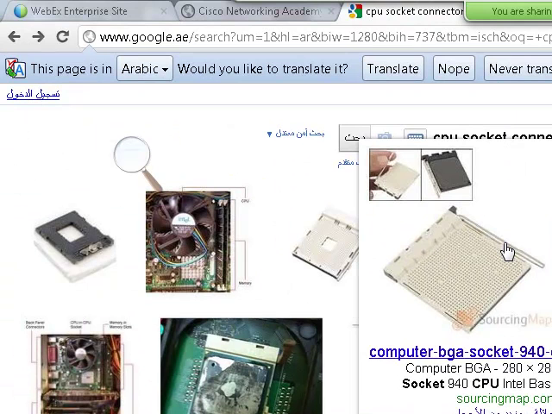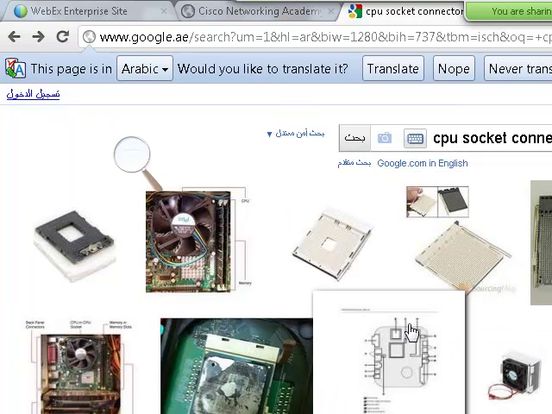Now we have this socket, and this socket is called zero insertion force, ZIF. That means you simply place the CPU on it without applying any force, without pushing your component inside, just like we used to do on the slot. You install it, and we will see this installation part in our lab.